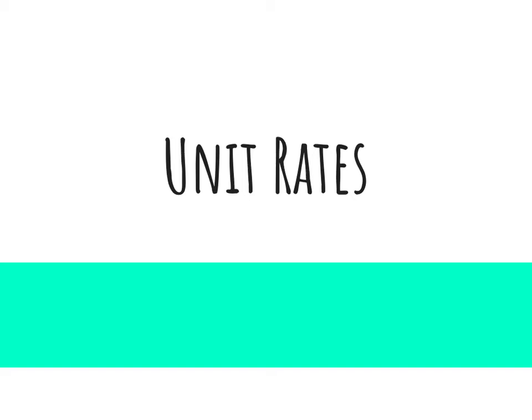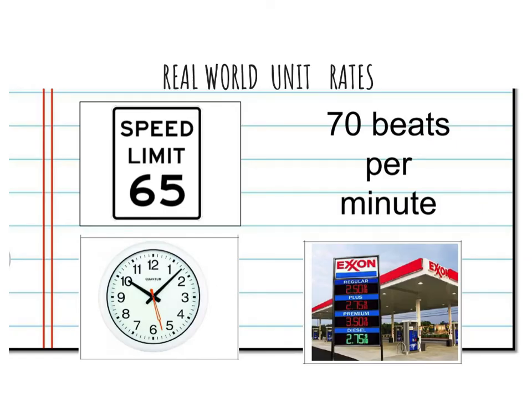Hi guys, today we are learning about unit rates. We see unit rates in the real world every day. Some common ones we may see are speed limit signs, telling us how fast we're allowed to drive. So this would be read as 65 miles per hour.